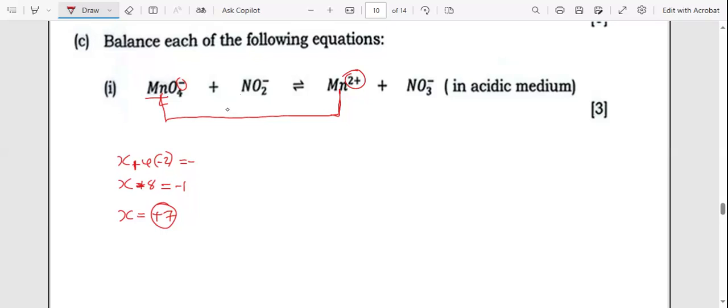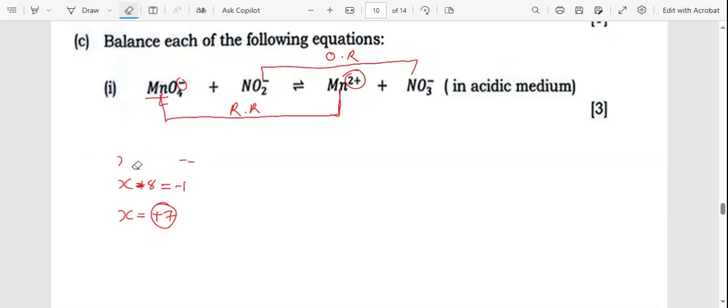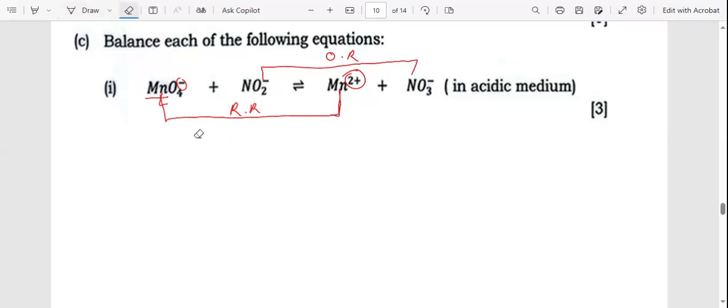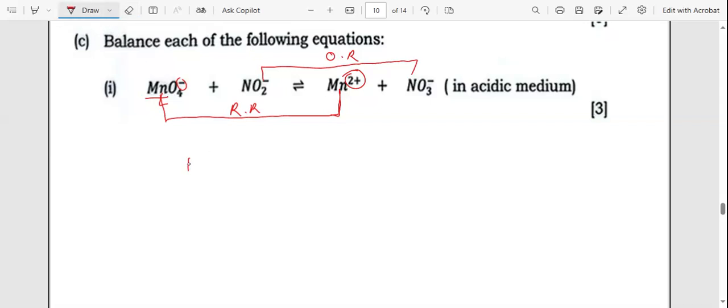So there's oxidation and reduction. This is the reduction reaction. Then, by identifying that this is reduction, it means the other is the oxidation reaction. So we have identified that. The next stage is writing half reactions. The first one is the oxidation half reaction, which I need to write like this. I've already identified it.